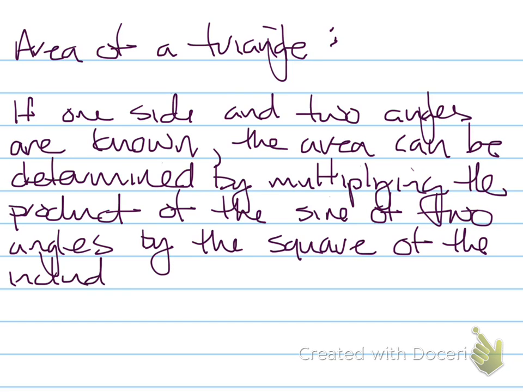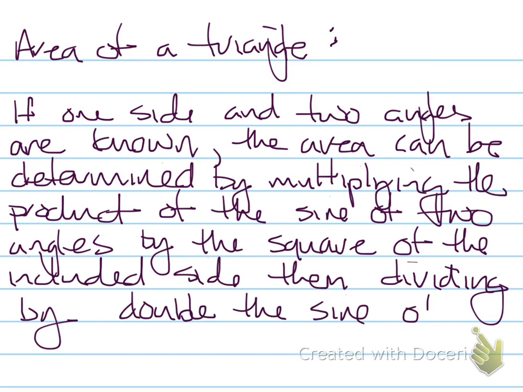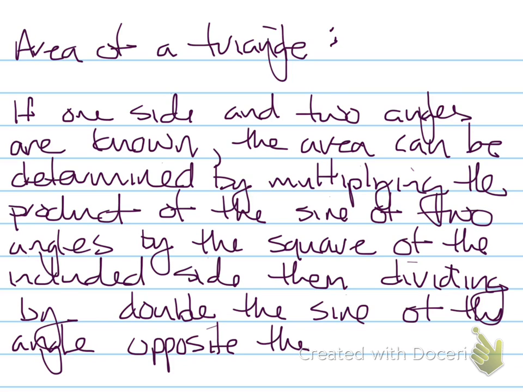You can also determine the area of a triangle if one side and two angles are known. Then the area can be determined by multiplying the product of the sine of two angles by the square of the included side, then dividing by double the sine of the angle opposite the included angle.